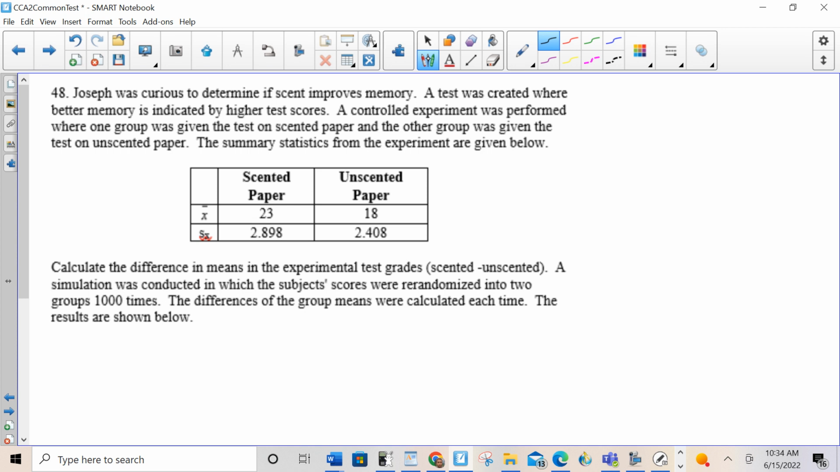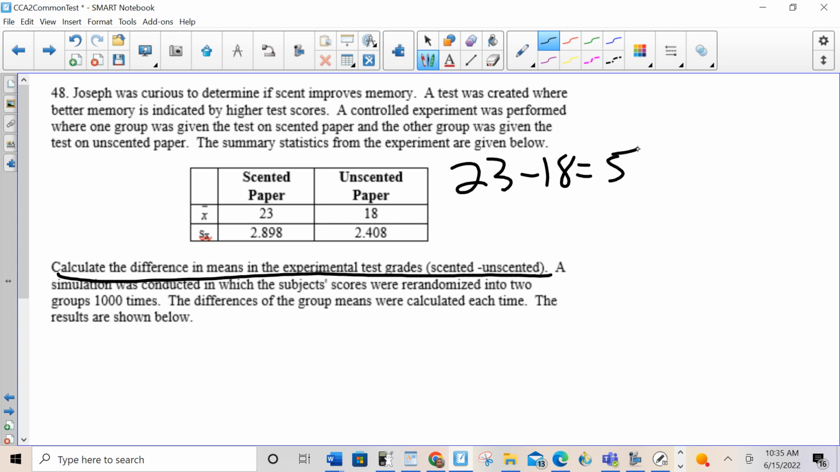Step one in analyzing the data, calculate the mean difference, which is going to be subtracting the average of the treatment group and the average of the control group. And it says that, scented minus unscented. 23 minus 18 is 5. This particular question doesn't say to explain in the context of the problem, but I'm going to do that anyway.